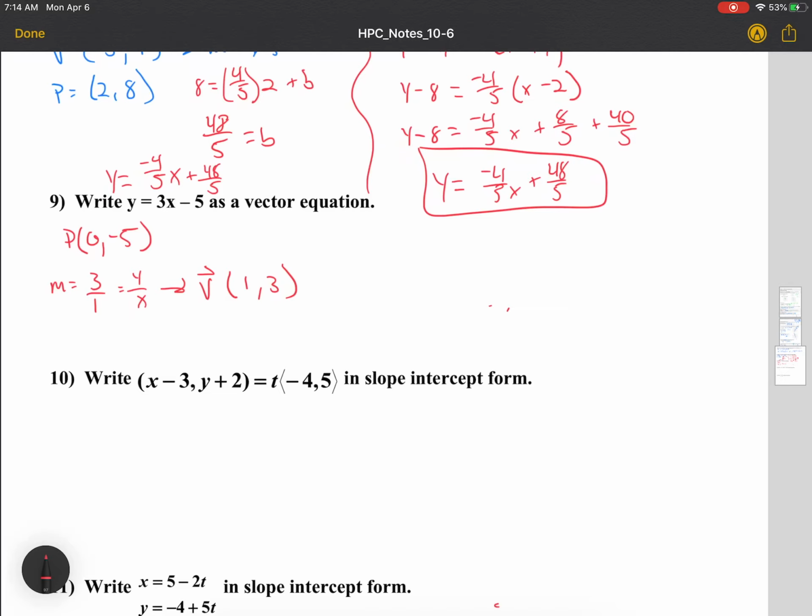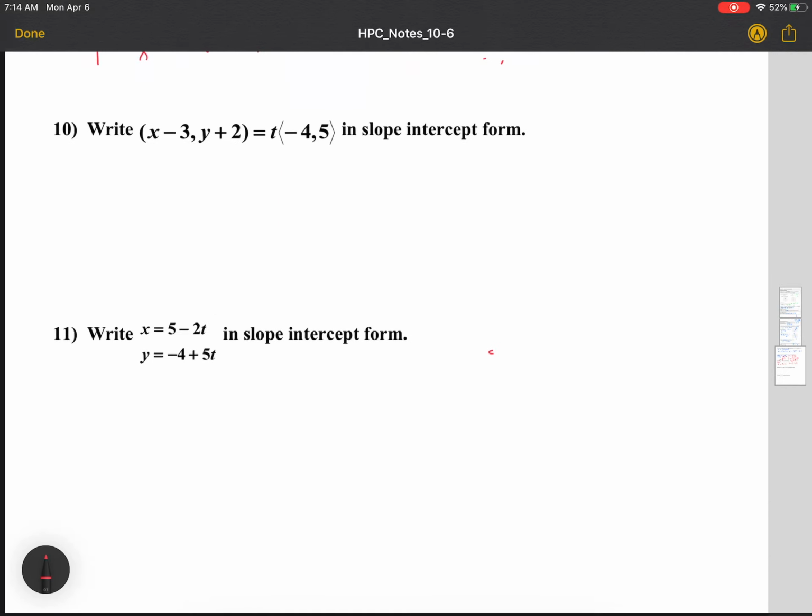So over here, if we write it, now we have all the pieces we need for vector equation form. Our x is 0, so we don't have to do anything. Our y plus 5, because it's negative 5, equals t times our vector, which is 1, 3. The big thing to remember is the relationship between slope and the vector. We're going to use that a lot going forward.